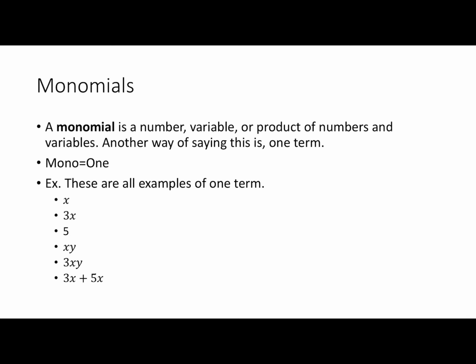Here are some examples of what one term looks like. These are all monomials. So we have x, we have 3x, 5, it can be a constant, xy, 3xy, or even 3x plus 5x. Now the last one, you see, it's not really quite one term there, but whenever you simplify it, 3x plus 5x is actually equal to 8x. So once you simplify that, it becomes a monomial. When you add them, it's two terms, but it's one term simplified.